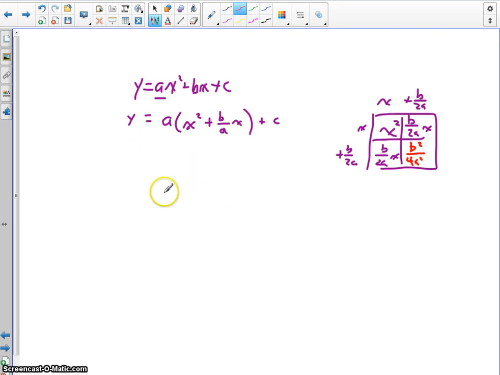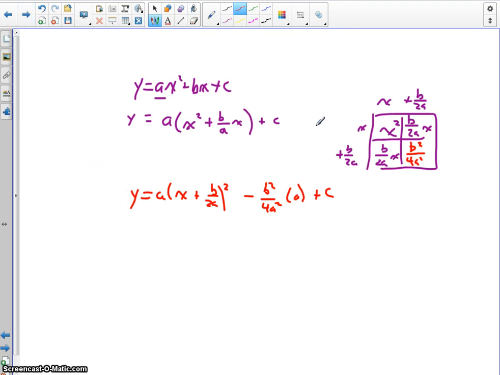Once that was in vertex form, I'd wind up with y equals a times (x plus b over 2a) all squared, minus b squared over 4a squared, all times a, plus c. Again, I'm not going to finish this up, I'm just going to stop here, but you set y equal to 0 and then solve for x. And what you wind up with is the quadratic formula that we just saw on the previous page.